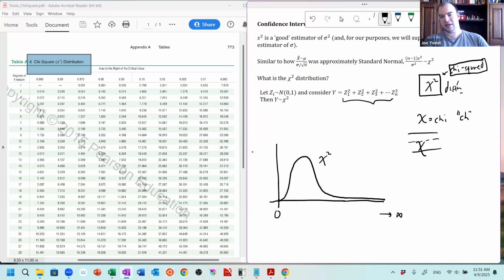But this is a chi-square distribution. This is what most of them look like. There are a couple of pathologic cases, like I think maybe 1 degree of freedom looks kind of wonky, but essentially all of them look this way. There are a differing number of standard normals that we can add up together, add their squares up. So we have different chi-square distributions.